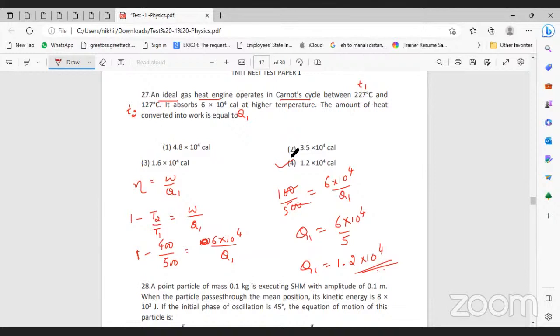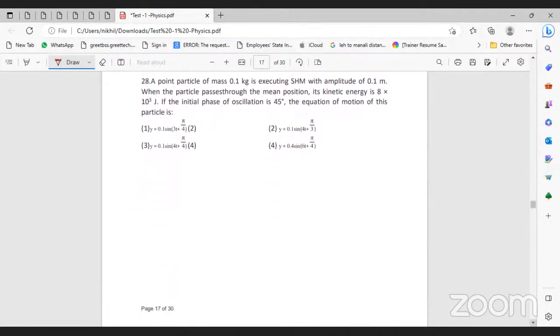A very simple problem, and it is frequently asked in competitive exams, students, based on the efficiency of the Carnot's engine. Come to this particular point.